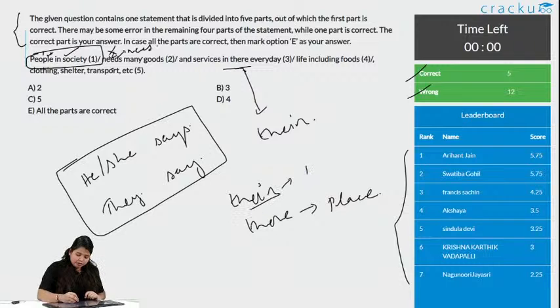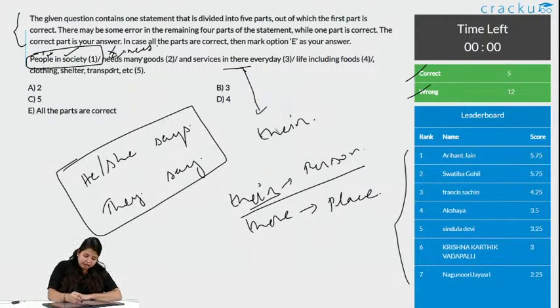And this their is for person. So, this there should be replaced by this their. Life including foods. Food is itself a collective thing. So, foods should be food. Clothing, shelter, transport, etc. So, part 5 is correct.